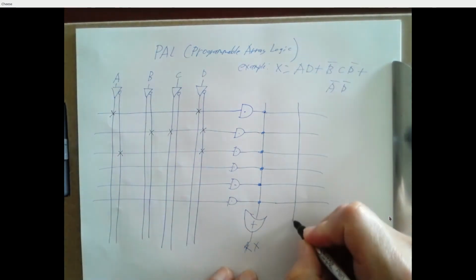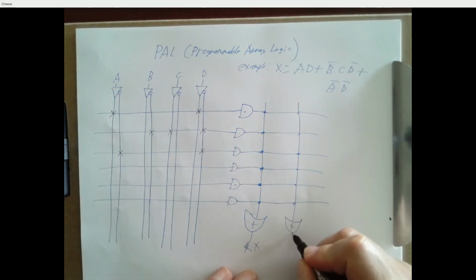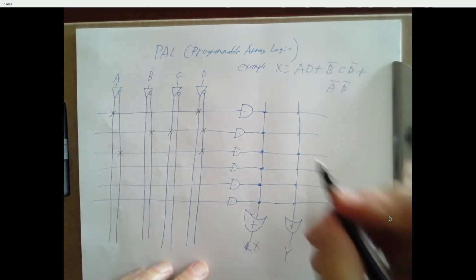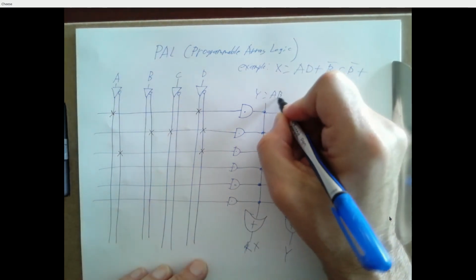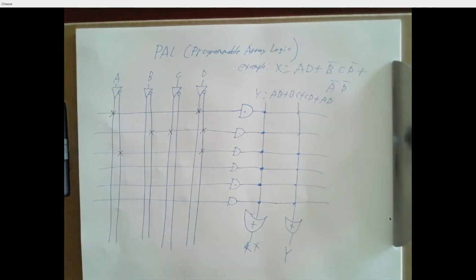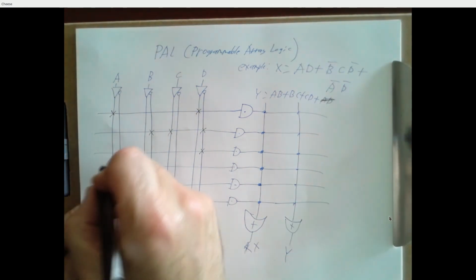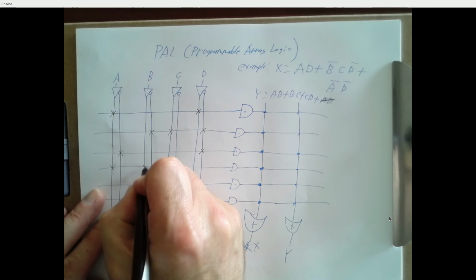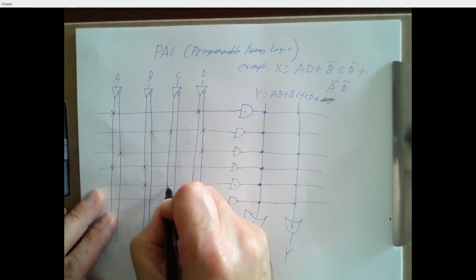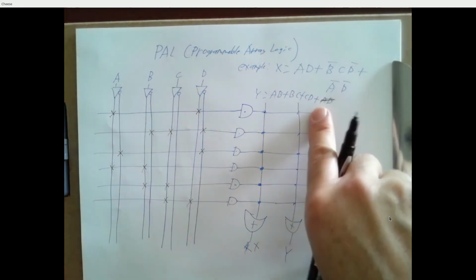And we might have multiple outputs. So I might have another OR gate here and call that output Y, and maybe we want Y to be AB or BC or CD or AD. We'll leave off the AD because I don't have enough lines. So AB, right, I could put a connection here on A and B. I could put a connection on B and C, and I could put a connection on C and D. And now Y is AB or BC or CD.